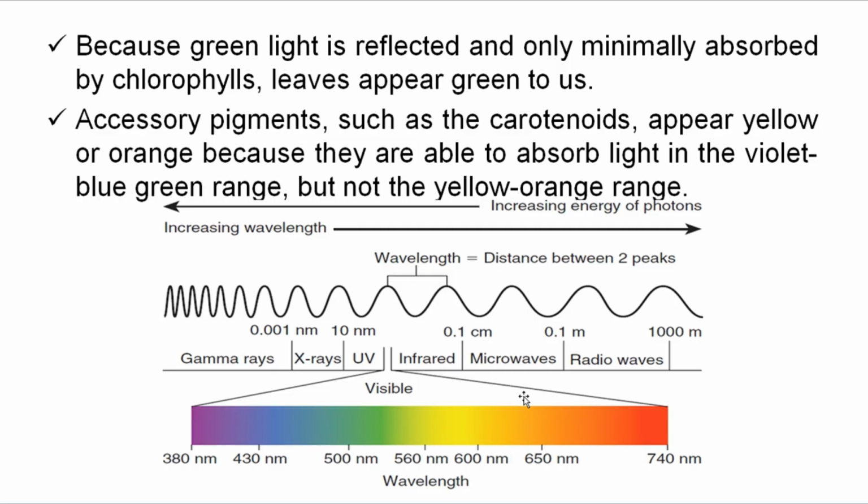Good. Accessory pigments such as carotenoids appear yellow or orange because they are able to absorb light in the violet and blue-green range, but not the yellow-orange range. Yes, so these accessory pigments, the carotenoids, appear what? Yellow or orange, because they are able to absorb light in the violet, blue-green range, but reflect the yellow and orange range.